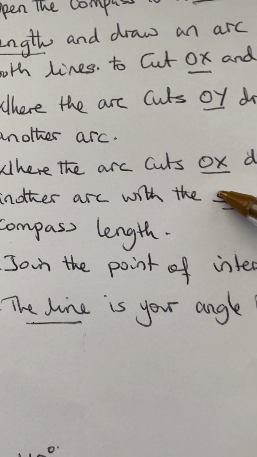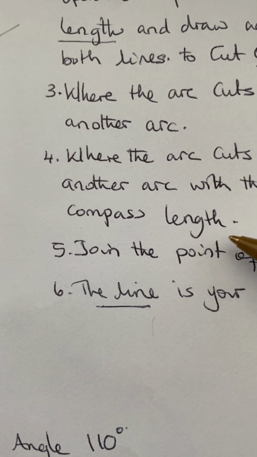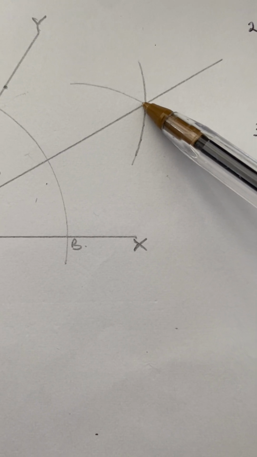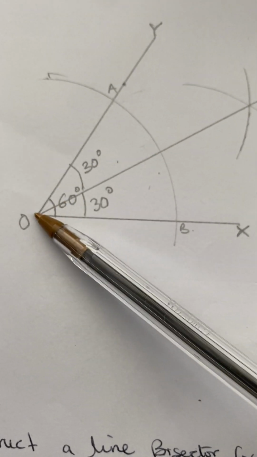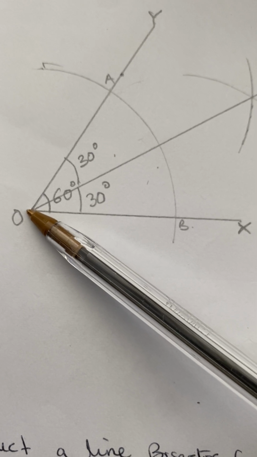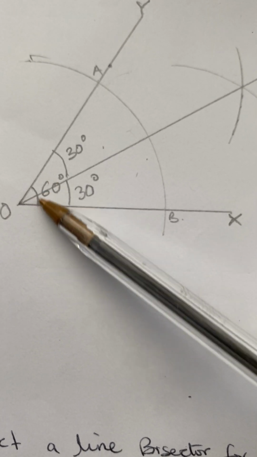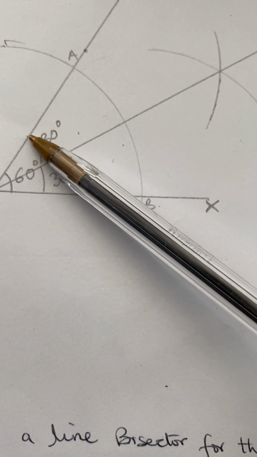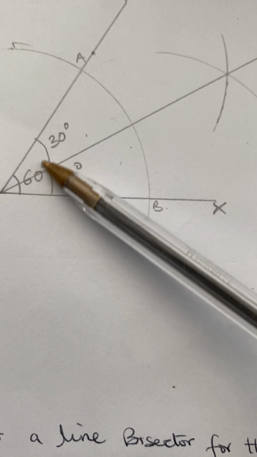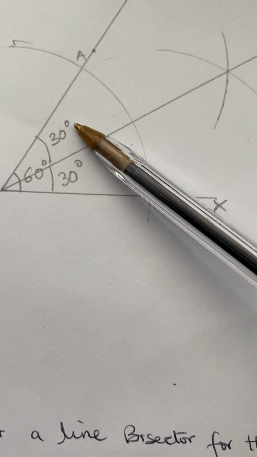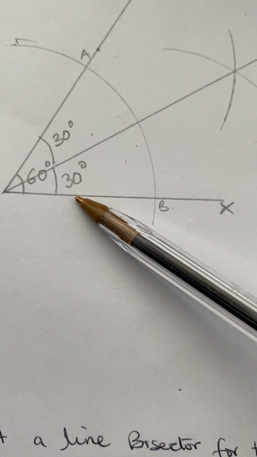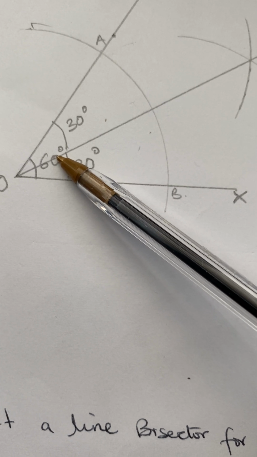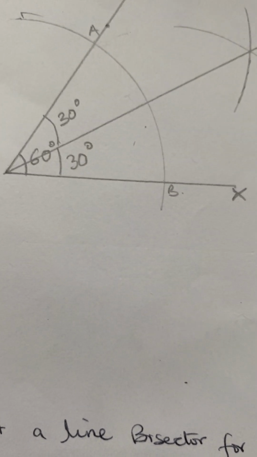Where the arc cuts is your intersection. So from this intersection, you connect it to the angle. And that will be your angle bisector. So now you successfully divided 60 into two equal parts, 30 degrees and 30 degrees. You successfully divided the 60-degree angle into 30 degrees and 30 degrees.